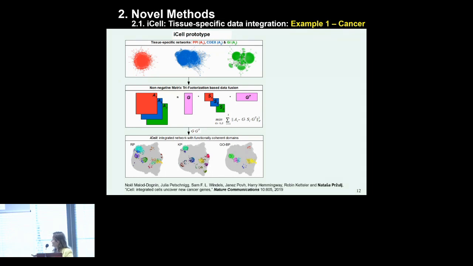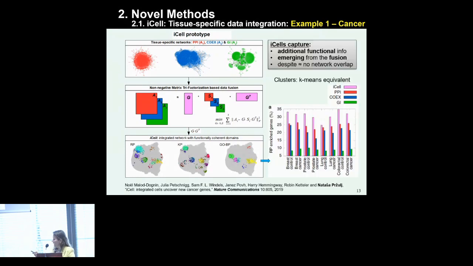And here you can see how it's functionally coherent. This I cell, this is Reactome pathways. Pathways are biological processes, color-coded. You see visually the clusters. And actually, additional functional information emerges from the fusion despite no network overlap. When we did the clustering, you can see that in all cancers and controls, this pink one from the I cell is more enriched in functions than the constituent data types, the original networks. So this is a very nice property that we like.